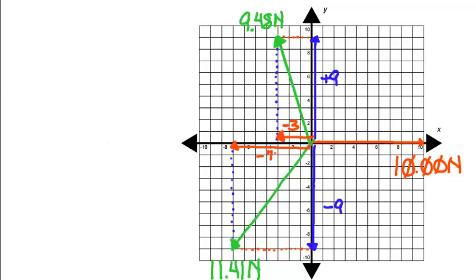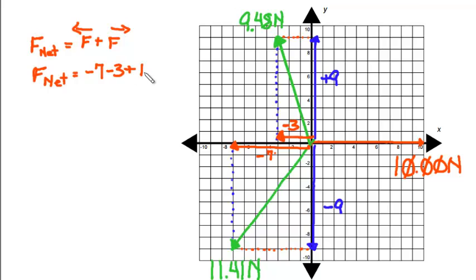Once I have all this information, now I can start figuring out net forces in both axes. Now, force net in the x-axis equals all the forces, in this case going to the left, plus all the forces going to the right. Now this is where your negative and positive signs become really important. You'll notice that I start with negative 7, and then I'm going to subtract 3 from that because they're both going to the left, and then I'm going to add 10 because it's going in a positive direction.